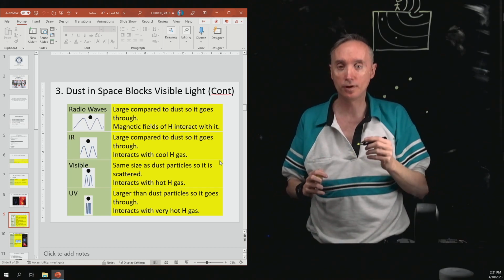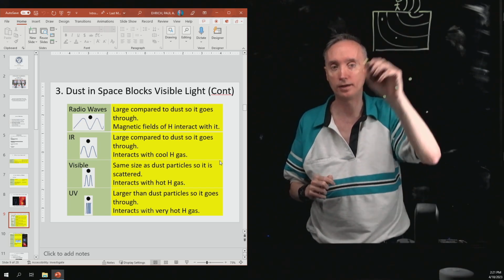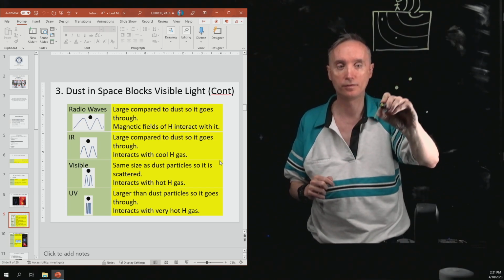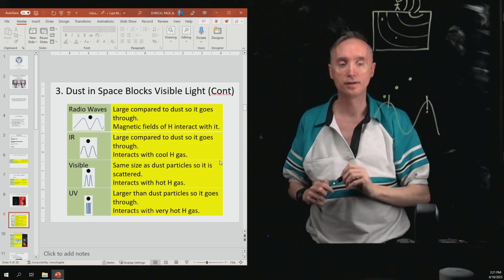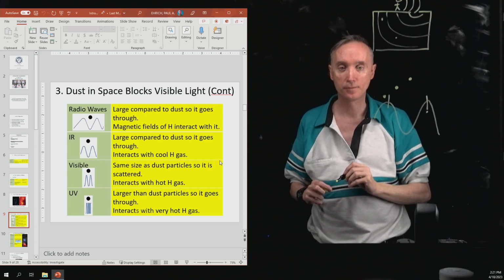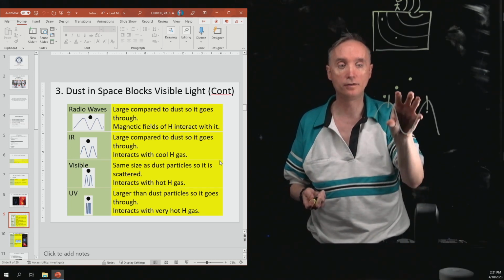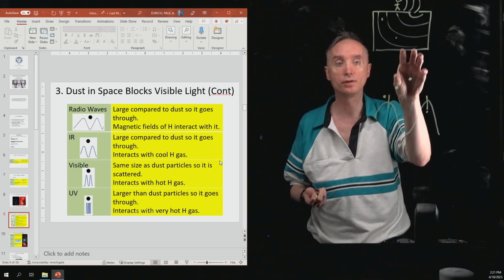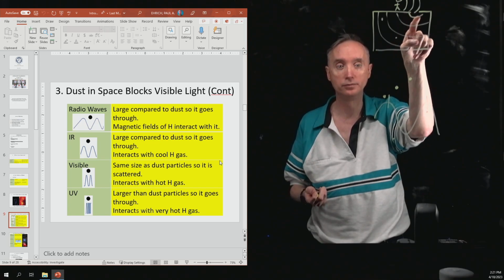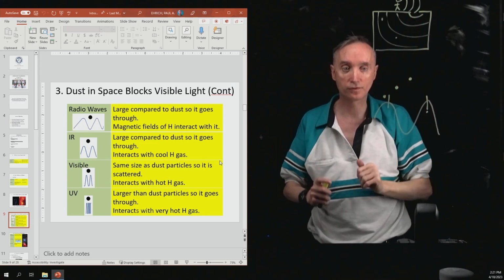And the amount of diffraction depends on the wavelength of the wave. So if this is a wave, then the distance from here to here is going to be the wavelength. And if the wavelength of the wave matches or is larger than the opening that it's trying to go through, then it's going to diffract.